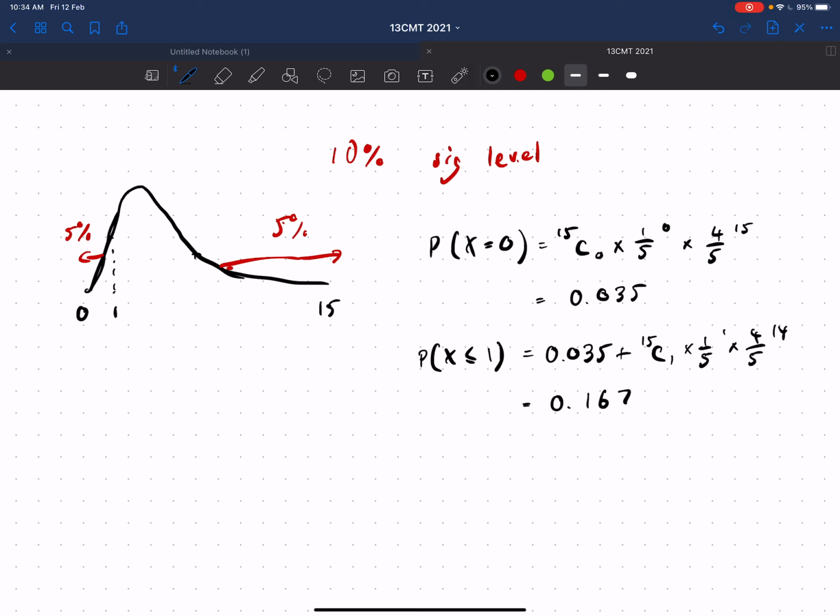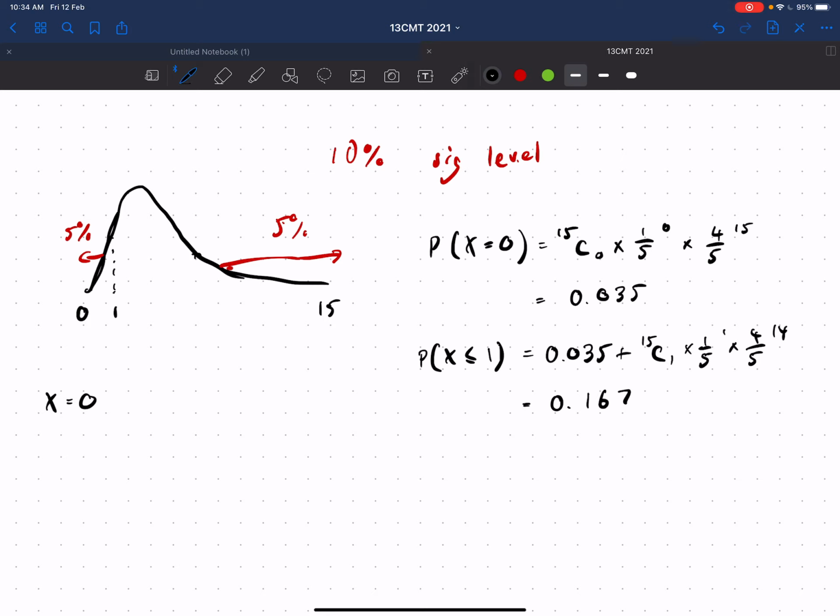So I know on the bottom end of my question, x equal to 0 is one of the values that would make me say, yes, they weren't guessing randomly. So if someone in the class got 0 right, they were not guessing randomly, theoretically. Moving up from that though, I now need to find the upper end of that 5%.